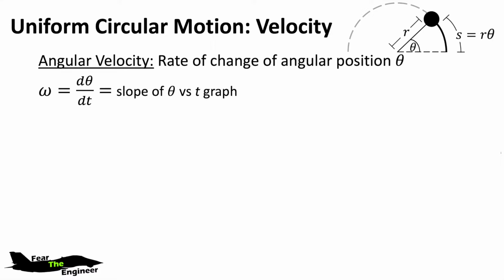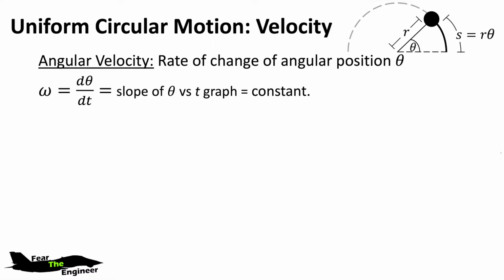Since we have uniform motion, the particle is circling with a constant speed. This means that the rate of change of the angular position is constant. So omega is constant. Its units are usually radians per second, but you can also have it in degrees per second or revolutions per second.